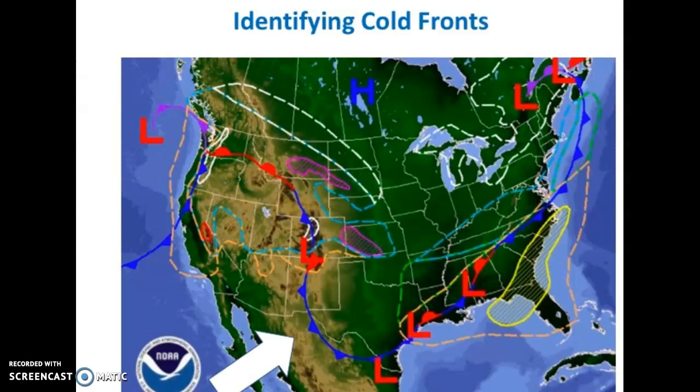Now, we have a nice little map here, kind of for your little pop quiz. I want you to pause this and see if you can point to one of each type of fronts on the map: a cold, a warm, an occluded, and a stationary.